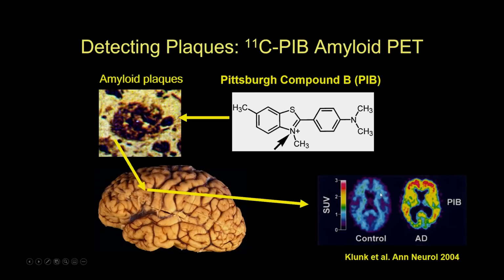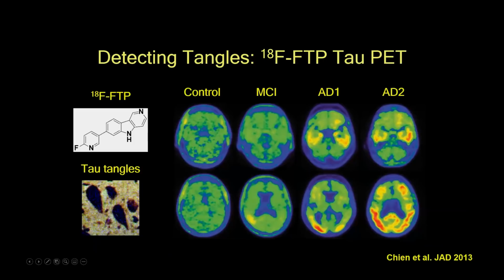So here is an example of an amyloid PET scan in someone who doesn't have amyloid in their brain. You can see no red signal, just blue signal. But here in this person with Alzheimer's disease, you can see the plaques lighting up here, to review your anatomy, in the frontal cortex in particular. Now, about 10 years later, a team of radiochemists developed an imaging tracer that could bind to tau tangles and light them up.